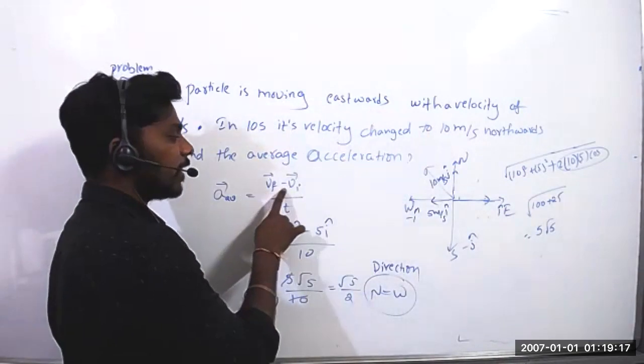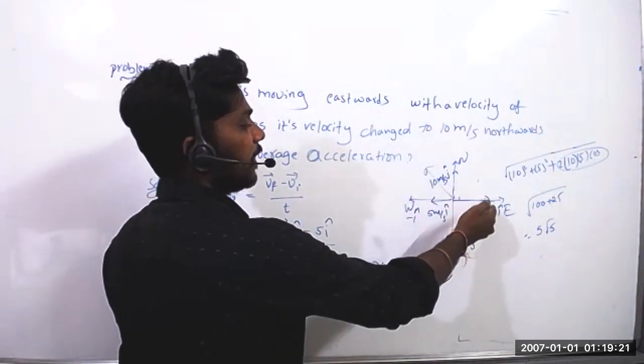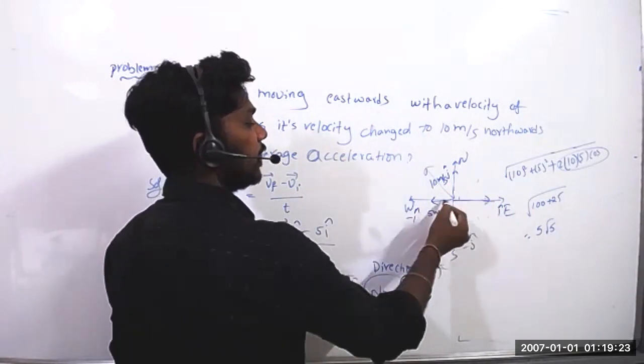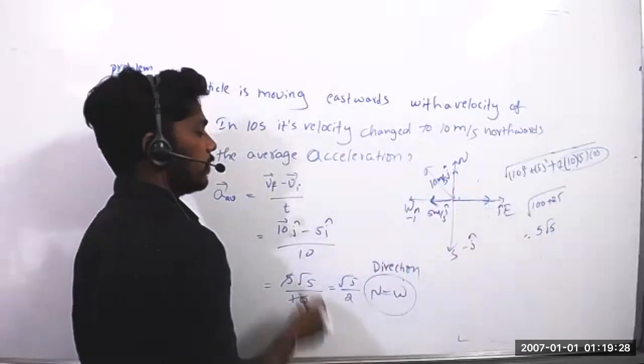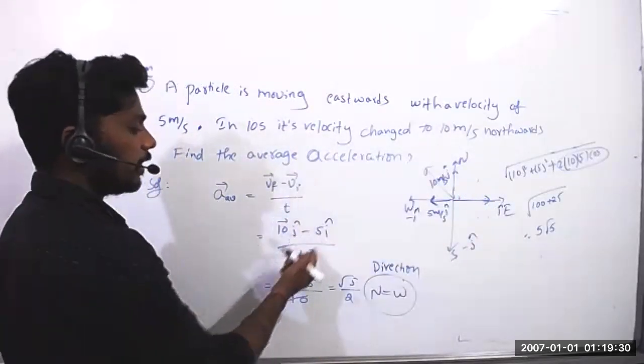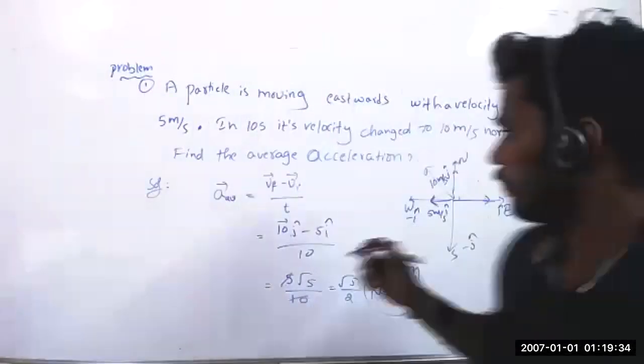Acceleration means Vf minus Vi. It can't be V minus Vi. What is minus Vi? This is the minus Vi. Yes, sir, this vector we have reversed. So minus Vi. Yes, remaining, sir, everything is common.